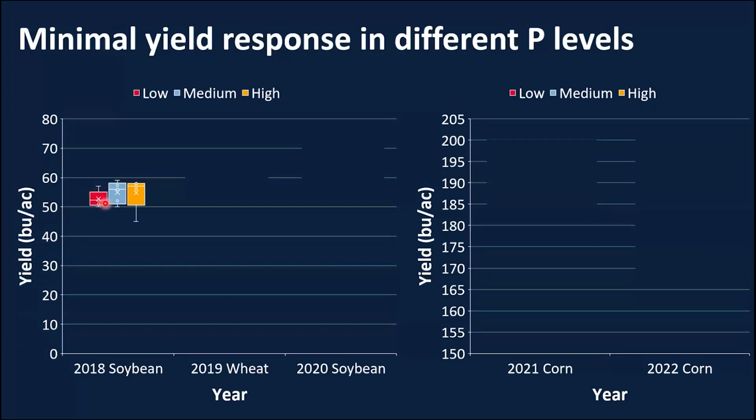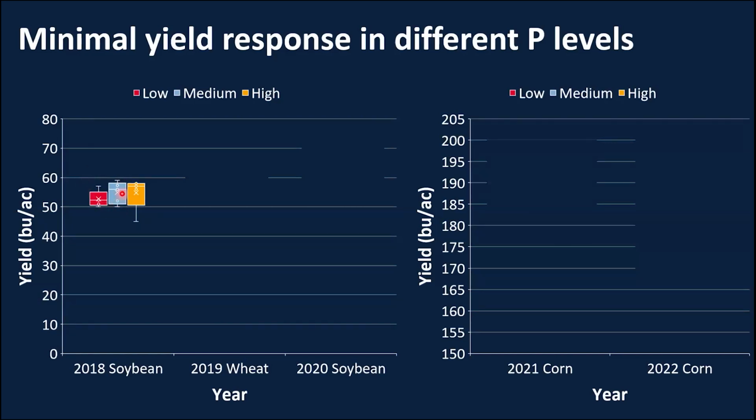These boxes represent 50% of the data. The whiskers out here represent any potential outliers. Most of these points are within this box, and we can see there's a little bit of variability, but overall there's no real difference, no statistical difference between these 3 treatments, even though we would expect a yield increase.